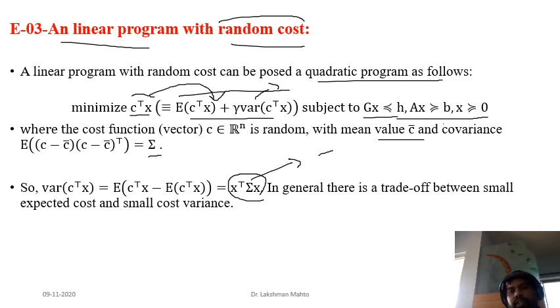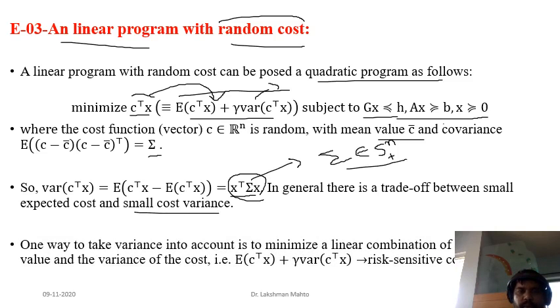So what would the variance of C transpose X be? It would be X transpose sigma X. So what kind of form is it taking? It is a quadratic form. And remember that the covariance is what kind of matrix? It is a positive semi-definite matrix, that means you can denote it by Sn plus. So due to that, this quadratic form would be convex in nature.